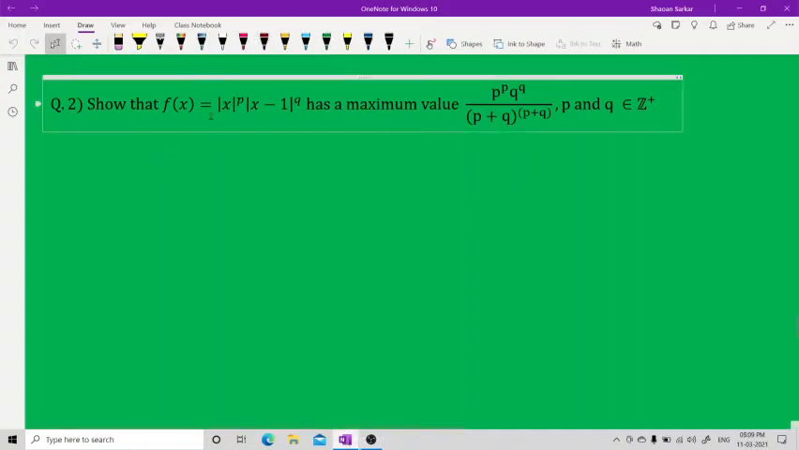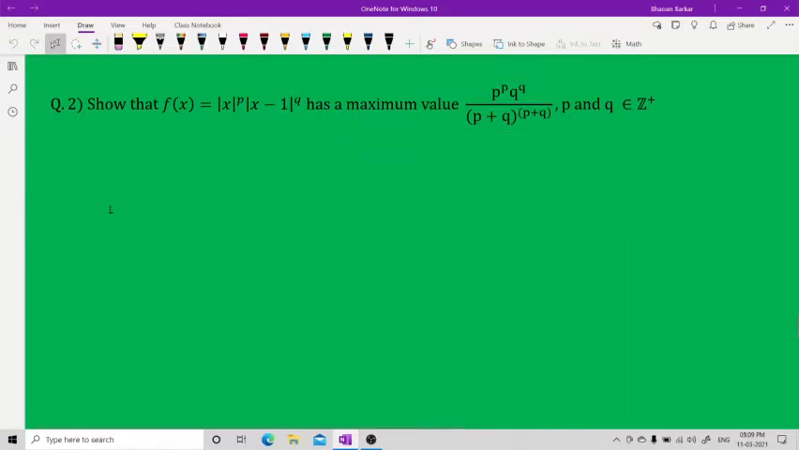Now show that f(x) = |x|^p |x-1|^q has a maximum value when p and q are positive integers. So what you do is that, in this, you have to remember the format. I told you this format earlier.